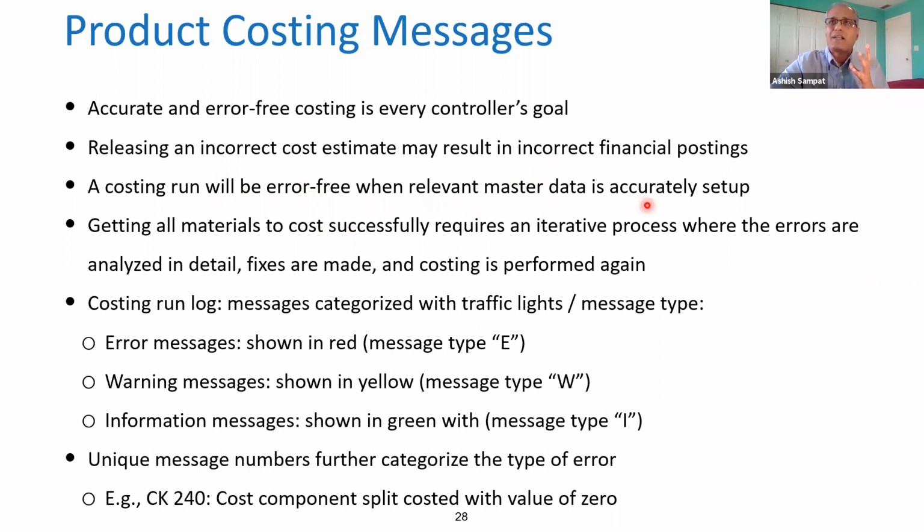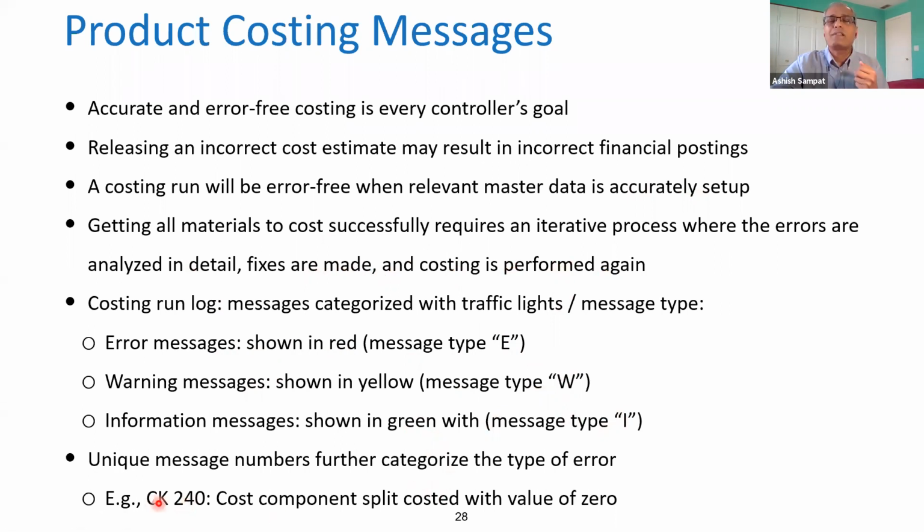Well, it's all around master data and the integrated nature, and a lot of master data maintenance also comes through discipline and organizational processes, and it's a long topic in itself, right? So we want accuracy everywhere. Once you analyze those errors in detail and then resolve them, it's more of an iterative process. You resolve some error, some other error comes up, and then you fix something else, and you keep doing this till you have no errors. There are errors that will show up in red with E message type, or W as the yellow ones for warnings, and then I for information in green.